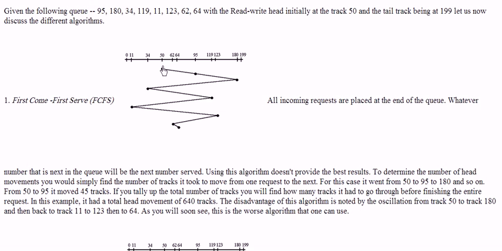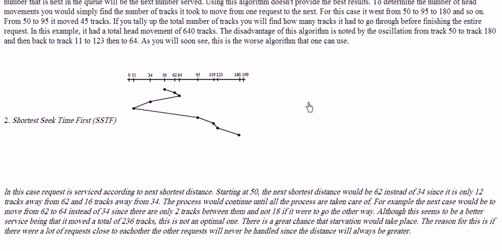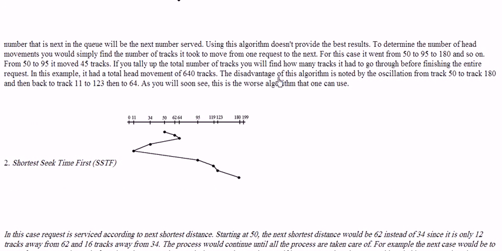We just take the first request and move across the entire values from the left to the right and from the right to the left according to the given values. All incoming requests are placed at the end of the queue. Whatever number is next in the queue will be the next number served. Using this algorithm does not provide the best results. To determine the number of head movements, you simply find the number of tracks it took to move from one request to the next. In this case, we move from 50 to 95 to 180 and so on.